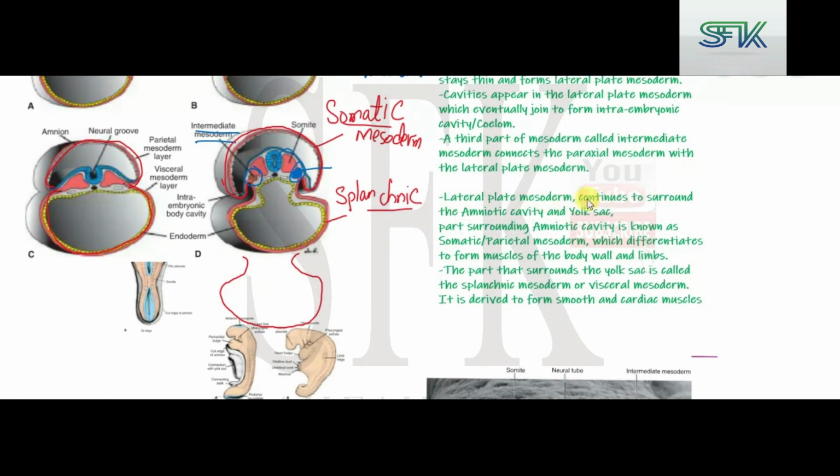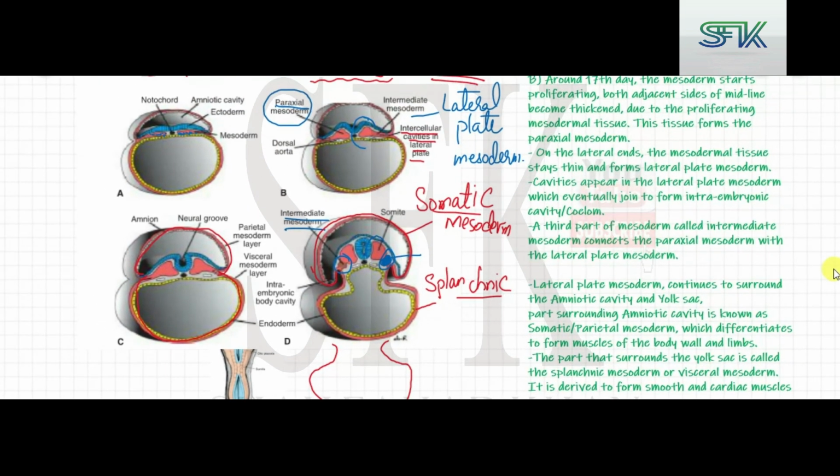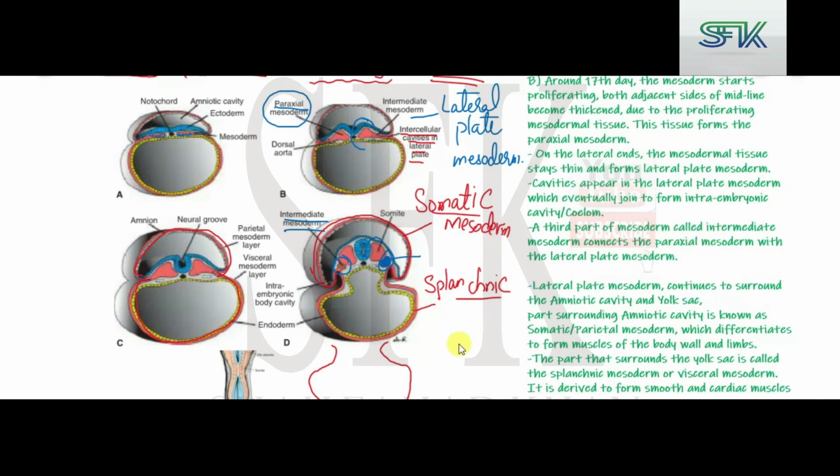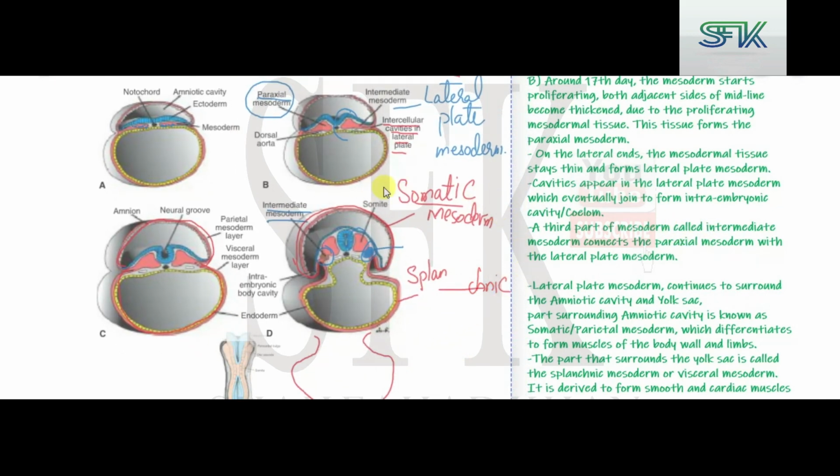Then the lateral plate mesoderm continues to surround the amniotic cavity and yolk sac. The part surrounding the amniotic cavity is the somatic mesoderm, and it forms the body walls and the limbs. And the part that surrounds the yolk sac is called the splanchnic mesoderm or the visceral mesoderm, and it is derived to form the smooth muscles and the cardiac muscle. And we've discussed all of this in great detail just now, right?